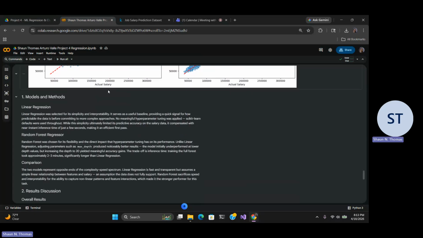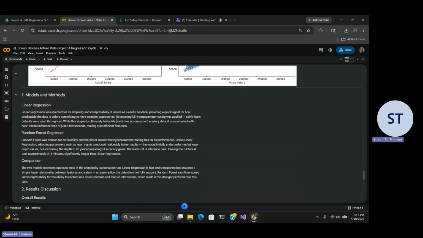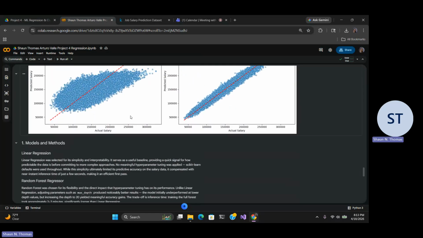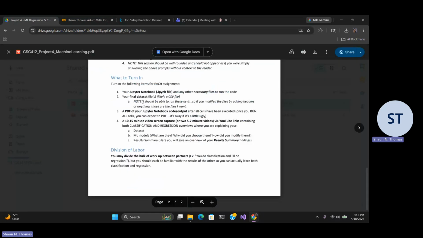For random forest regressor, I initially started out with 10 depth level, and that performed better than linear regression, but still not very good at all. Then I moved to 20 depth, and that improved the quality a lot, to about 96%. And I would assume if we push the depth up even further, we could get a lot better accuracy as well. So there are the models that I worked with.